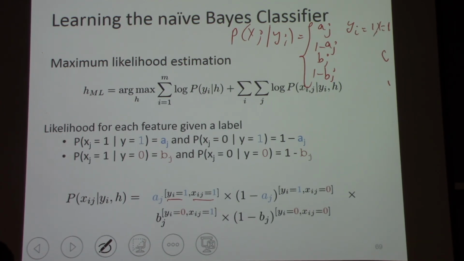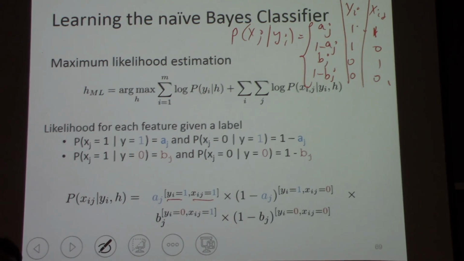So let me write this as a table. yi, xij. We have 1 and 1 here, 1 and 0, 0 and 1, 0 and 0. So that covers all the cases. So you have four terms in this product. It's exactly the same, and I encourage you to convince yourself that this is not a lie. And it's again just a convenient notation.